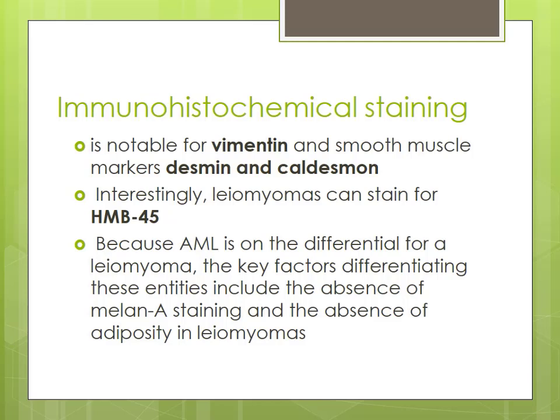Because angiomyolipoma is on the differential for leiomyoma, and angiomyolipoma also has a smooth muscle component, leiomyoma is per se a smooth muscle tumor. The key differentiating factors in these tumors include the absence of melan-A staining and absence of adiposity. The AML has a fat component whereas the leiomyoma does not show any fat component.